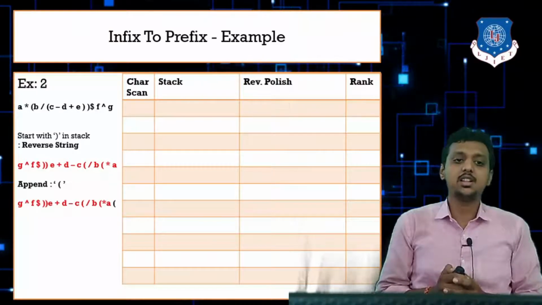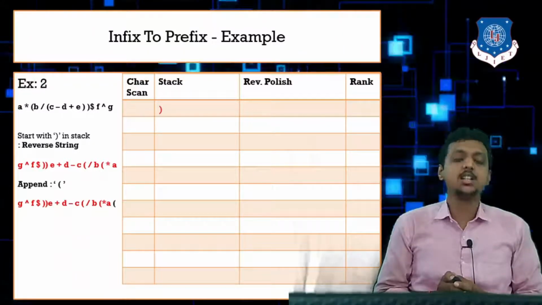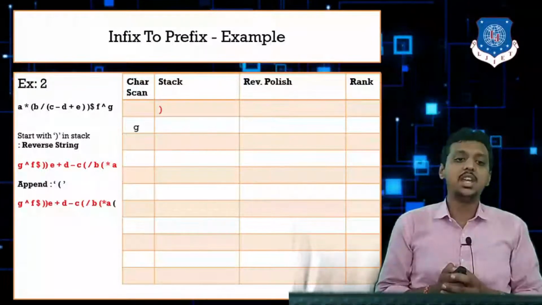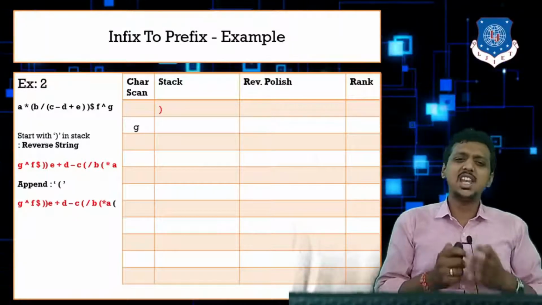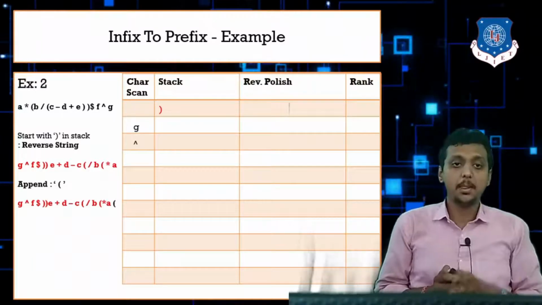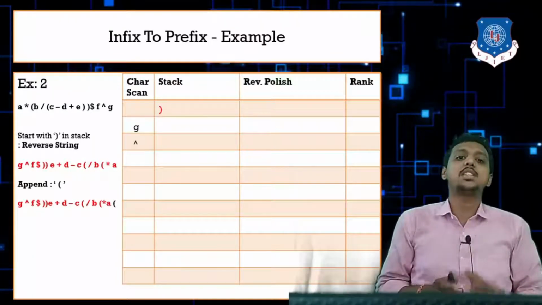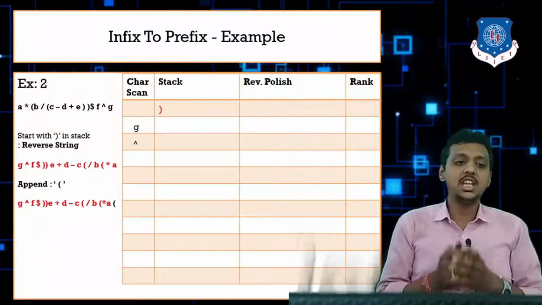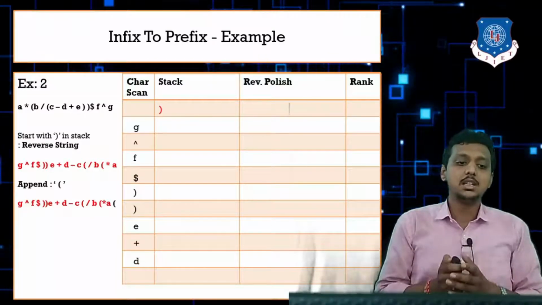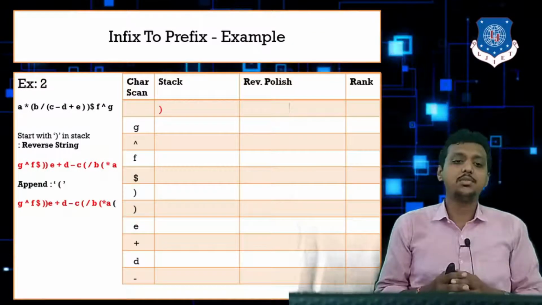Here it is: character scan, stack, reverse polish and rank. All columns are there. Start with the closing bracket. First we need to initiate the stack with the closing bracket. Now we have G with us. Obviously, students, G has a high precedence, so push it inside the stack. So it goes like this: closing and G. But I do not want to make any mistake, that's why I'm writing each and every infix character in a column first: G caret F dollar closing E plus D minus. The next characters we'll see in the next slide, but start with the first G over here.